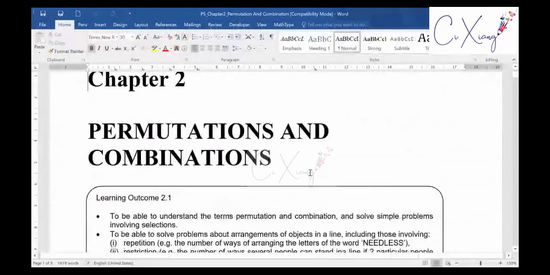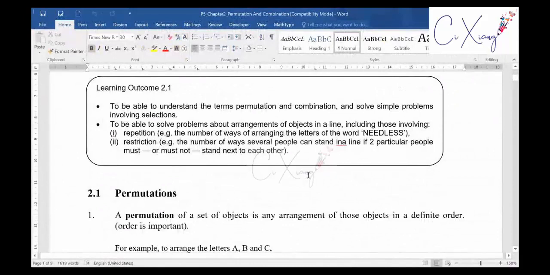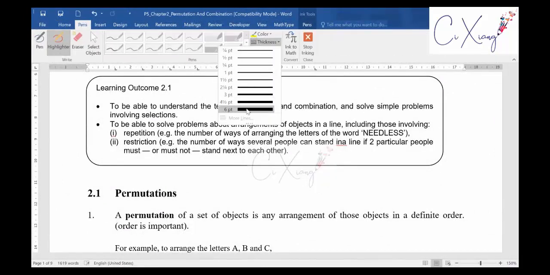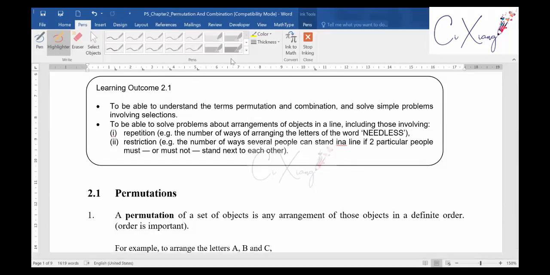Okay, so for permutation and combination, I believe that most of you learned it before. For this video, of course, we will only focus on permutation first. So you need to understand the meaning of permutation, and solve some simple problems involving selection. Selection means combination. And for permutation, you need to be able to solve problems about arrangement. So arrangement and permutation are related, which means permutation will involve arrangement.